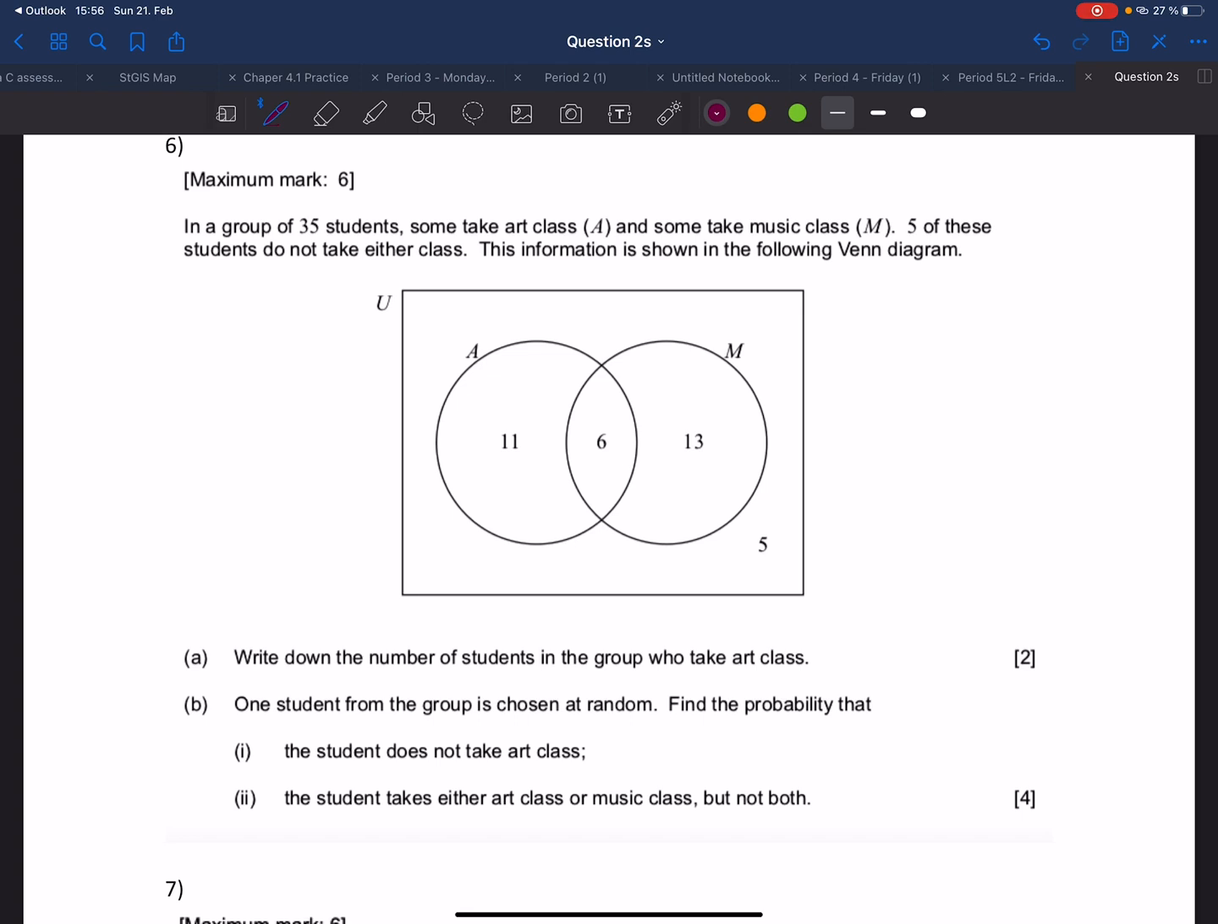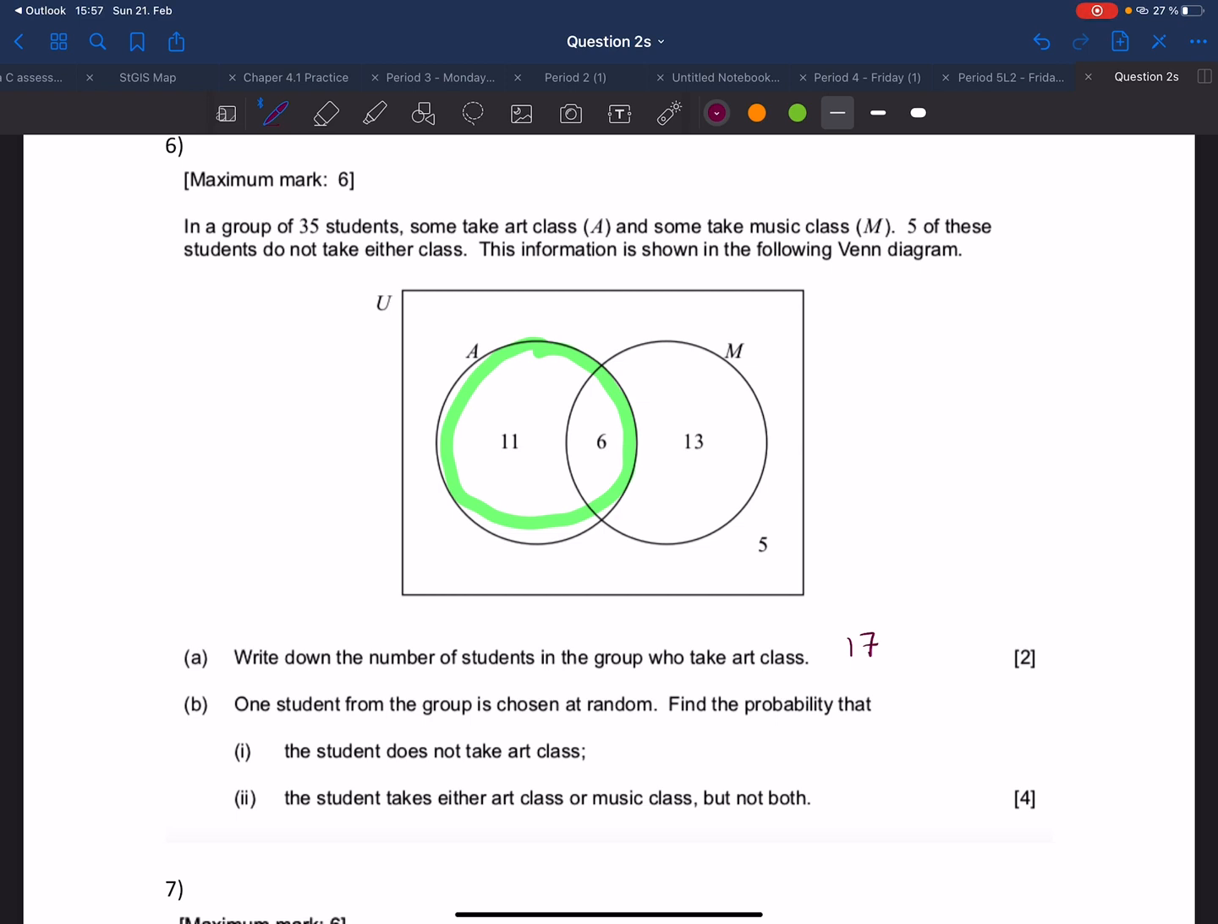So this first question has a Venn diagram. It says we've got 35 students in total. It's talking about ones that take the art class, ones that take the music class, and 5 of them that don't take either. And it's shown all in a Venn diagram. It says write down the number of students in the group who take art class, and this circle here in the Venn diagram is discussing art class, and it's both regions of that, including the ones who also take music. So that means my total number of students who take art is 17.